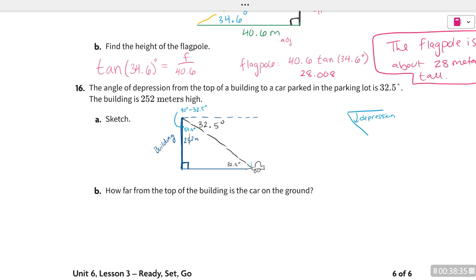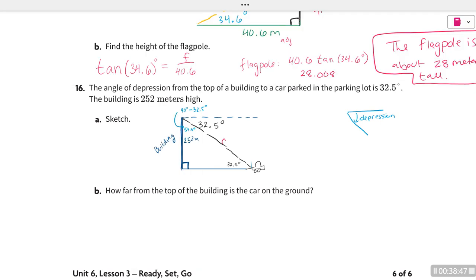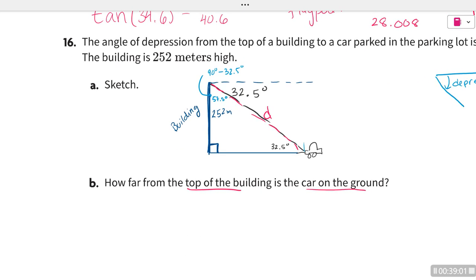Now it says, how far from the top of the building is the car on the ground? So it wants the distance from the top of the building to the car. So it's looking for this distance right here. So we're looking for the hypotenuse. So we could use sine or cosine here. It doesn't make a difference, and you can use either angle. So let's say I want to use this bottom angle here, then I need to use sine.